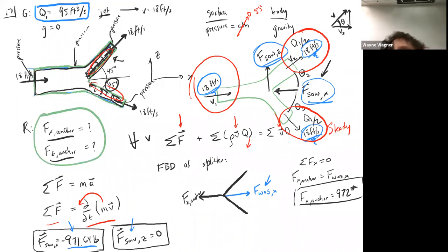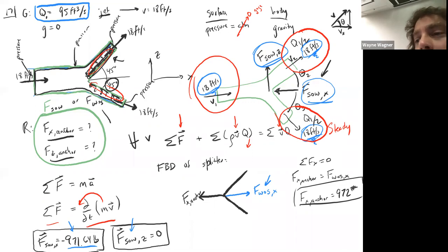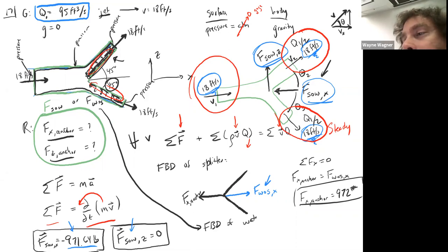So if they asked for the anchoring force, what you want in your drawing is for the anchoring force to be included. Okay. What I did is I ignored that. So I forgot about that. And I treated this as if what they wanted to know was the force of the water on the splitter or the splitter on the water. So if you want F splitter on water or F water on splitter, then you want to do a free body diagram of the water, which is what I just did.